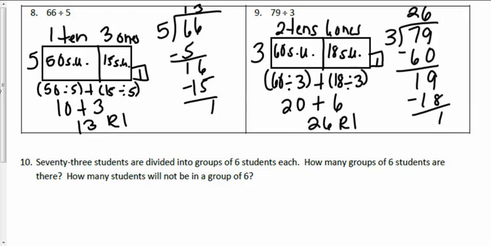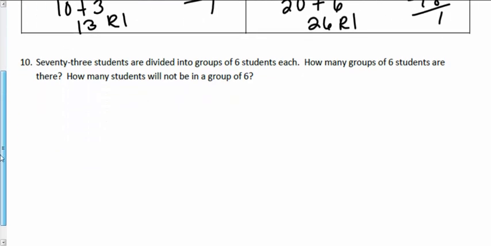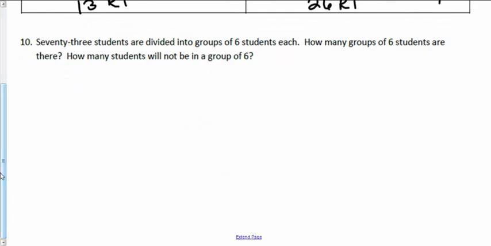All right, last problem. 73 students are divided into groups of 6 students each. How many groups of 6 students are there? How many students will not be in a group of 6? So I just read it. Now I'm ready to draw something.